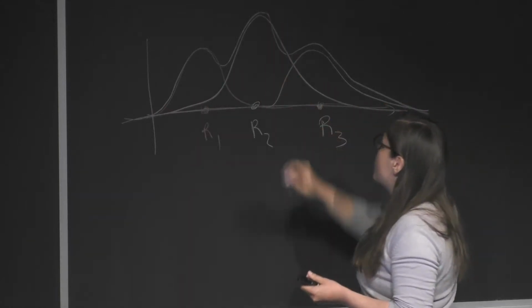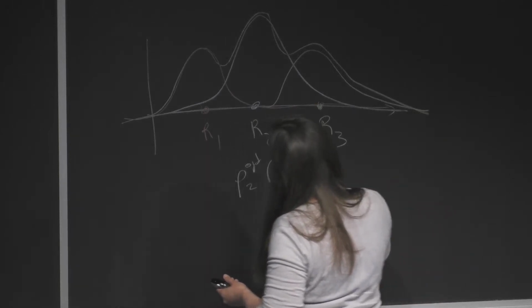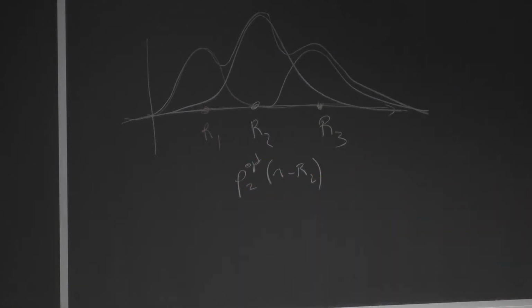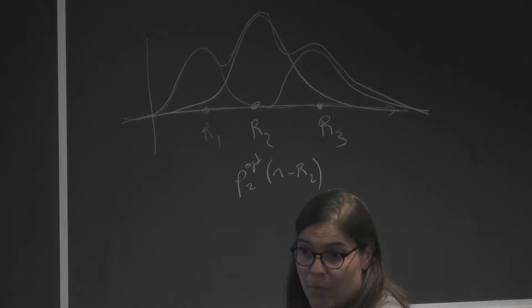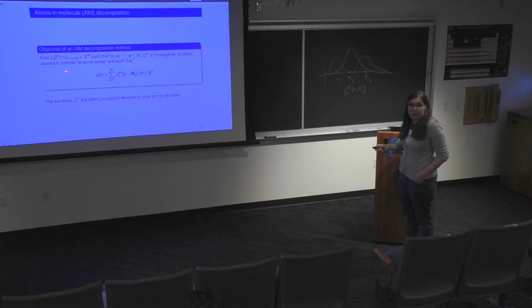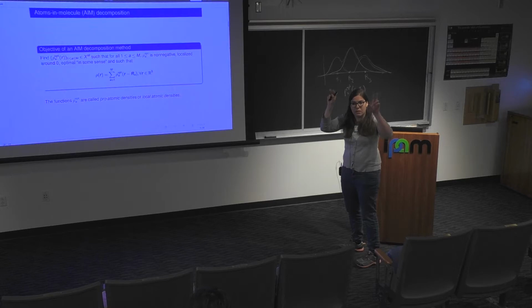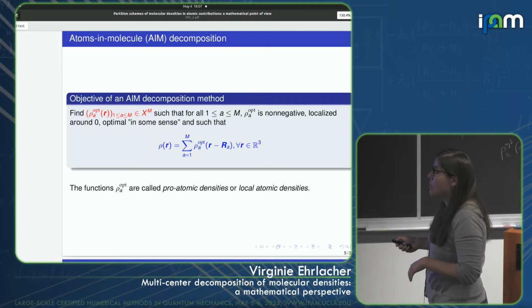So typically, this violet curve will be rho 2 opt of R minus R2, and so on and so forth. Okay? And of course, there are lots and lots of ways of decomposing such a molecular electronic density under this form here. What is an optimal way of finding such a decomposition is a very ill-posed problem in general. There are various ways to define what optimality means in this sense, and I'm just going to talk about a few methods that are quite popular in the chemistry literature.